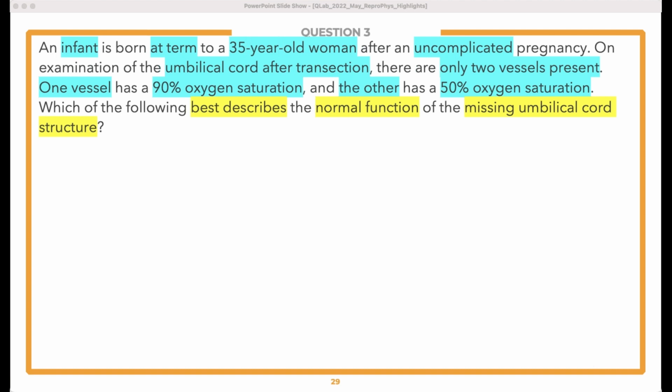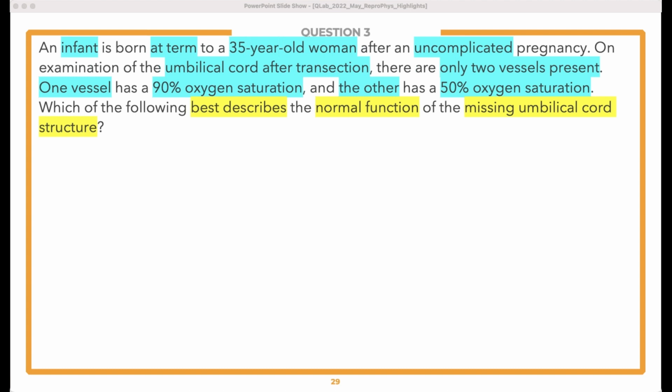What about the maternal history? How old was the mom? Any issues in the mom? Were there any complications during pregnancy? In this case, we're dealing more with the physiology question, so that may not be as relevant, but you want to make note of those when you're going through those questions. Now, they're telling us that after transection of the umbilical cord, there were only 2 vessels present. One of them had a 90% oxygen saturation, and the other was 50%. So they're asking us about a missing structure in that umbilical cord, and what is the normal function of that structure. So I think we've got a 2-step question here.